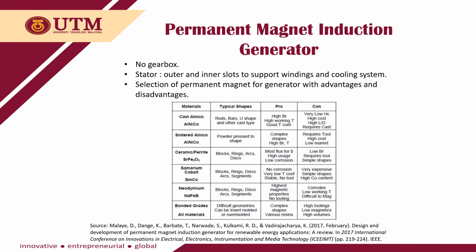For the permanent magnet induction generator, there is no usage of gearbox. The stator has 2 components, which is outer and inner slots to support windings and cooling system. But it emphasizes on the selection of the type of permanent magnet used. Here it can be seen that the type of permanent magnet used is neodymium due to its highest magnetic properties.